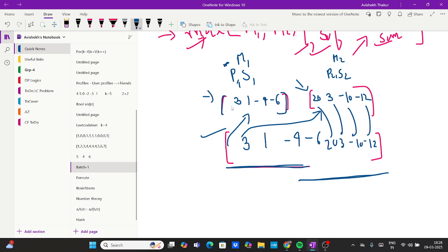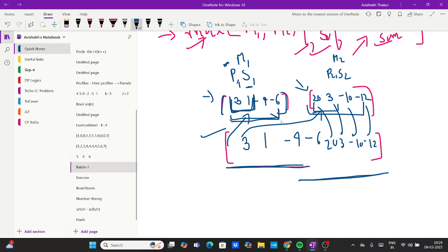What is P1, the maximum prefix sum? Okay, prefix sum. What's the maximum suffix sum? Minus 10, minus 4. This entire. Correct. So you understood the concept, right? Maximum prefix is this, maximum suffix is this. Maximum prefix is this, maximum suffix might be this, right?